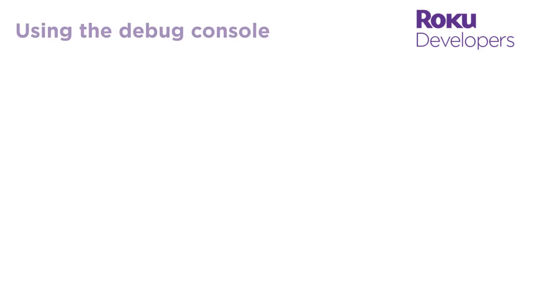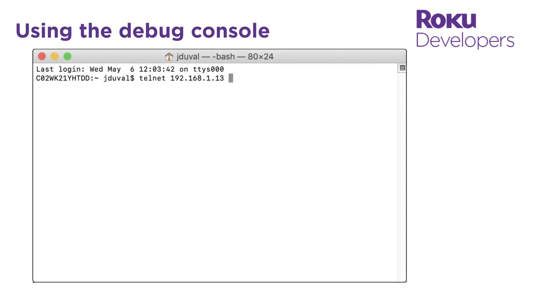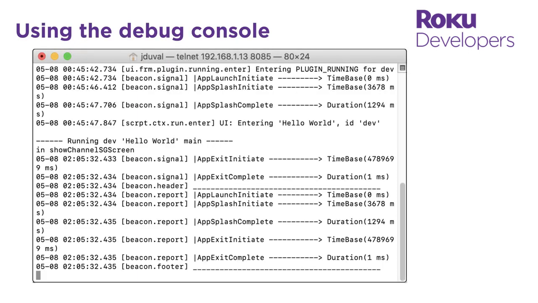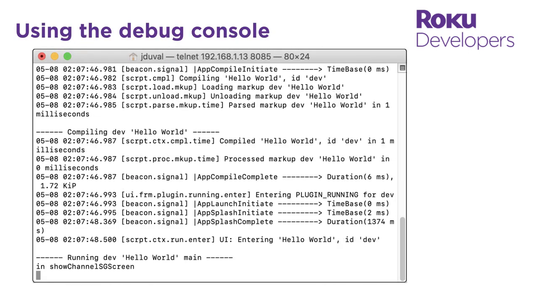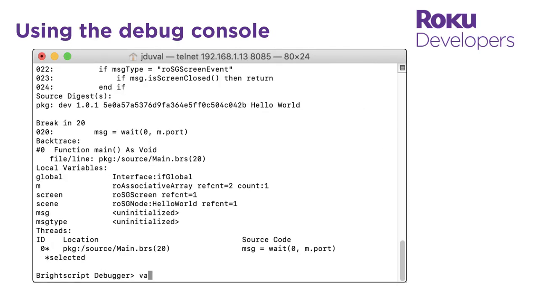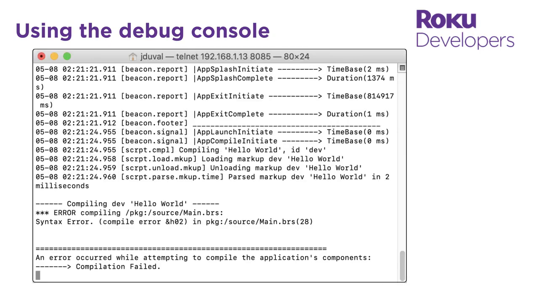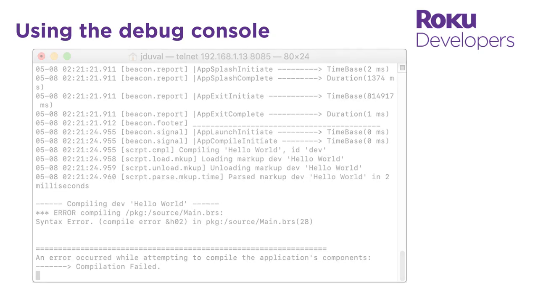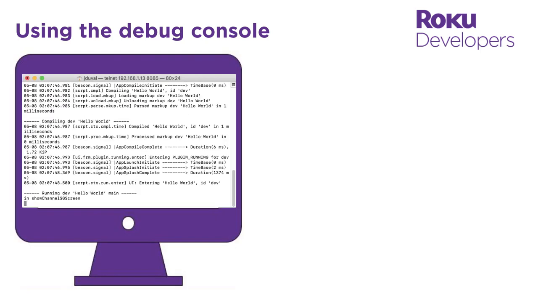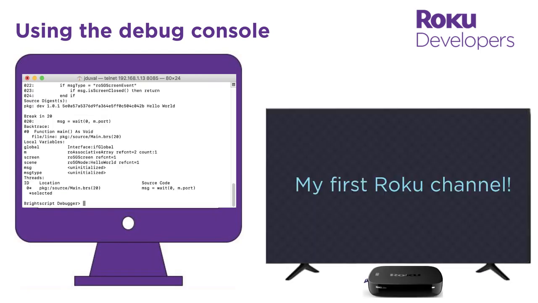If your channel doesn't behave as expected, you can use the debug console to view its output during runtime. If the channel fails during runtime, the debug console displays the line number of the error as well as the contents of variables at the time of the failure. If the channel has compilation errors, the debug console displays them as well. It is recommended to have the debug console open whenever you are running a sideloaded channel.